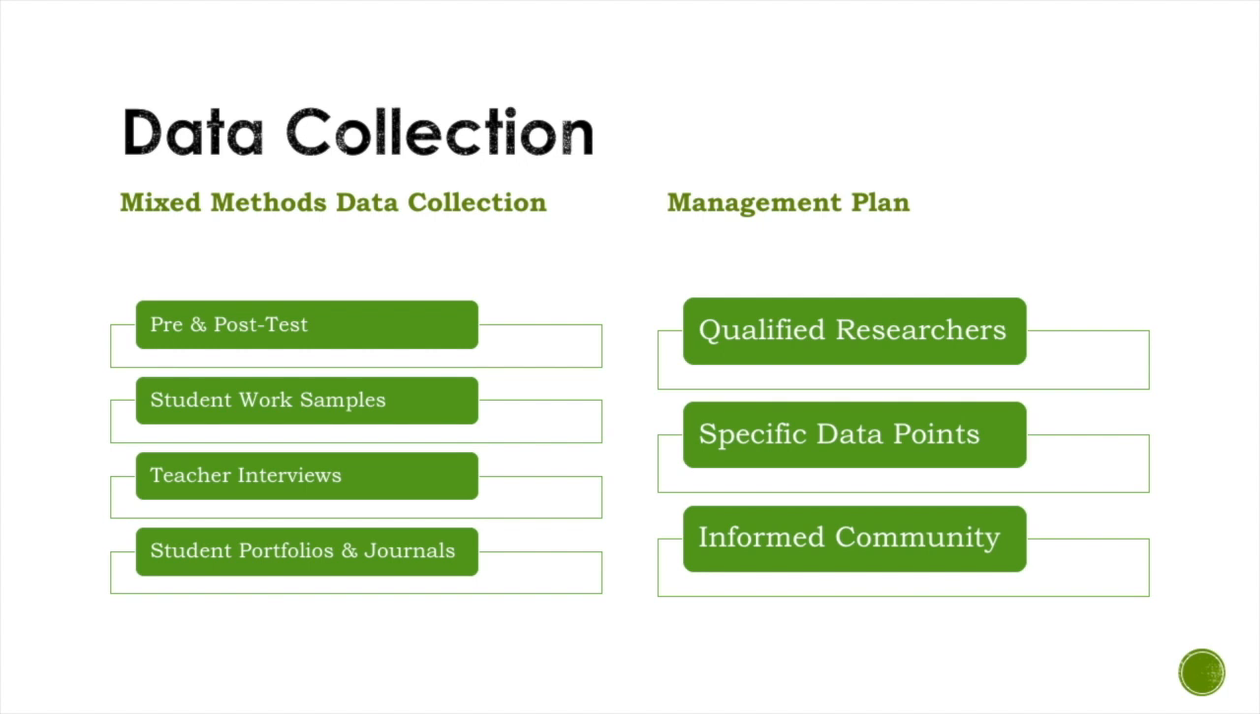Researchers will be given specific data points to look for, including rating scales to determine the effectiveness of student engagement, and given predetermined prompts for teacher interviews and student journals. This will minimize any discrepancy between school sites and classrooms. To protect students' rights, we will make sure that they and their parents are well informed of the research we are conducting.